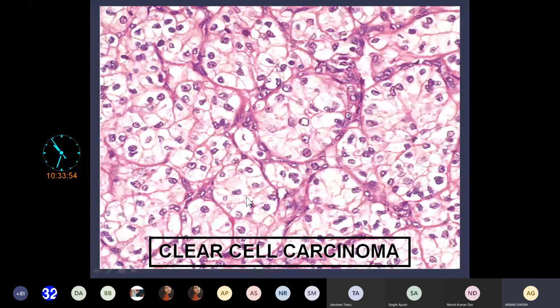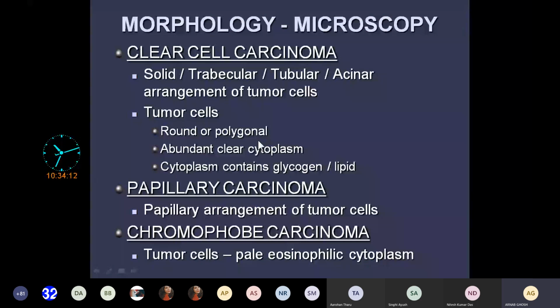is due to deposition of what? Any of you? Glycogen and lipid. Okay, very good. So round or polygonal tumor cells, abundant clear cytoplasm. Not only clear, the cytoplasm will be abundant, as you saw in the picture, and the cytoplasm contains glycogen or lipid. And these cells will form solid pattern or trabecular pattern or tubular pattern or acinar pattern.